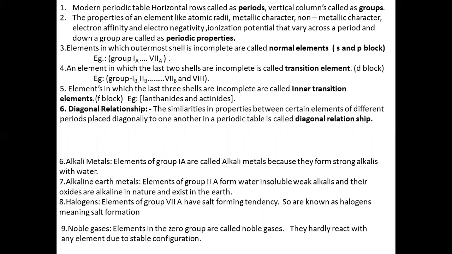Normal, transition, inner transition, diagonal relationship. You can take a snap of the screen and make a note of it later in your notebook.